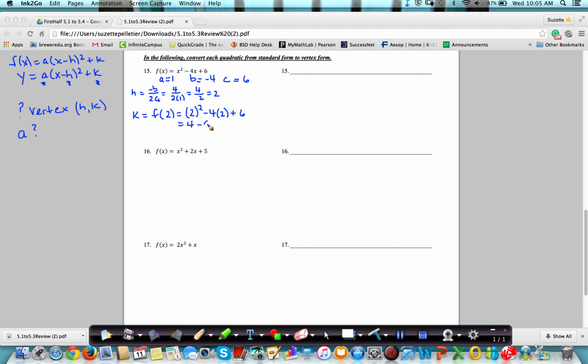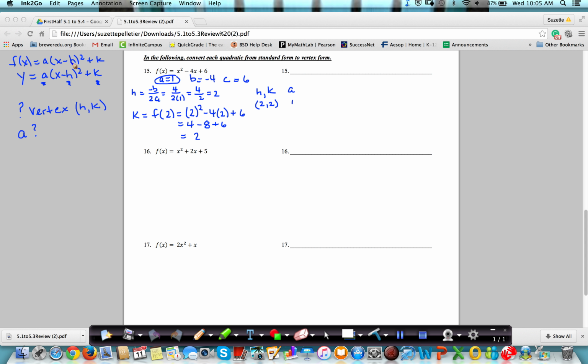-4 times 2 is -8, plus 6. So I get -2 as my answer. So right now I know HK is 2, -2. And the only other thing I need is A, and we can get A right directly from my equation. A is 1.